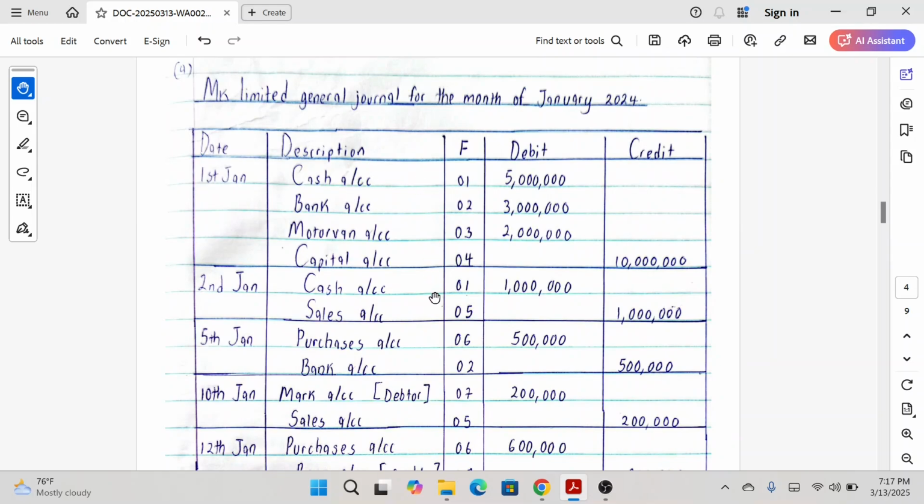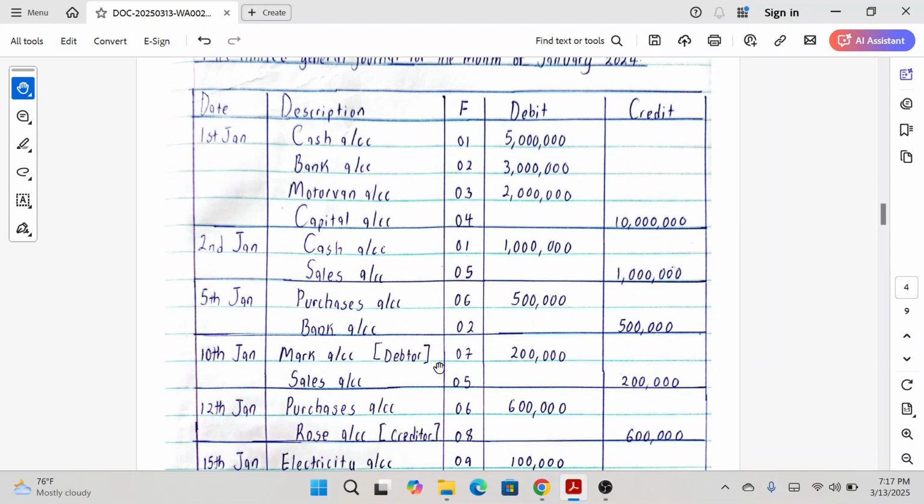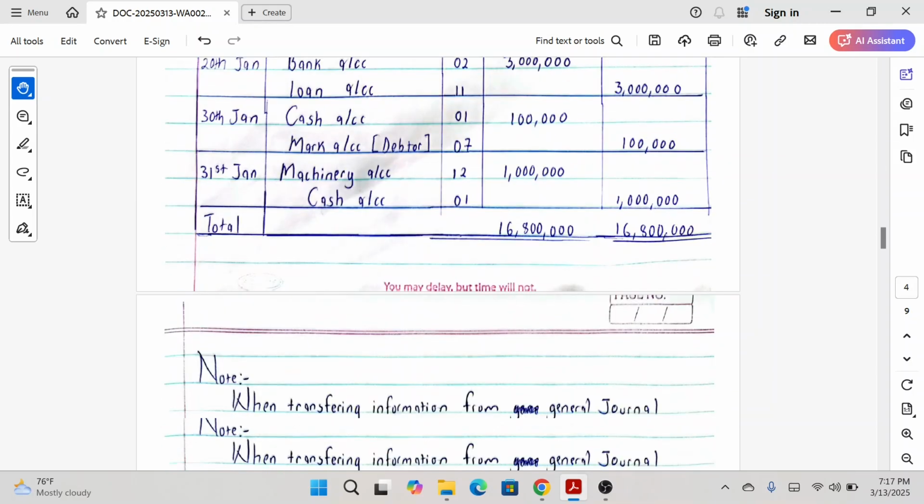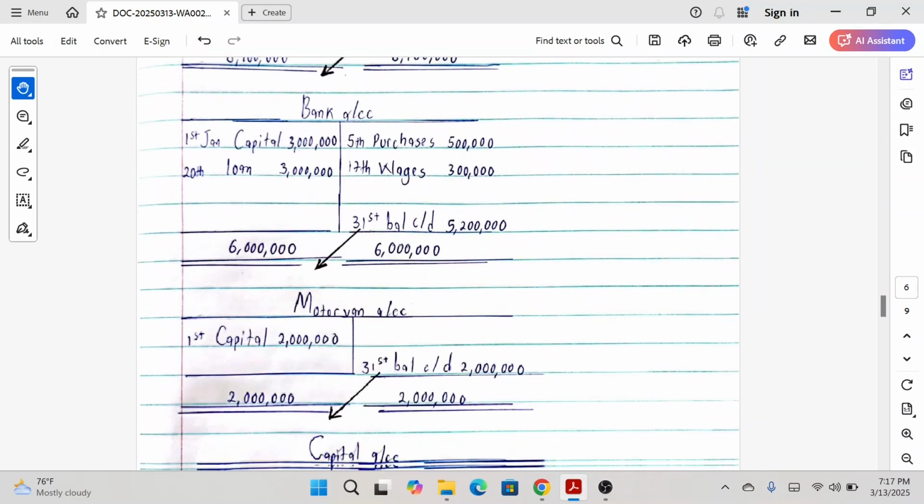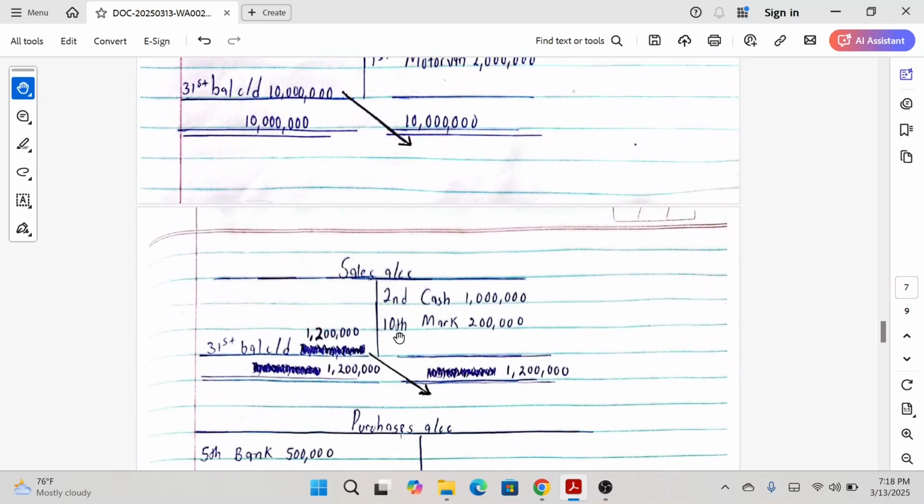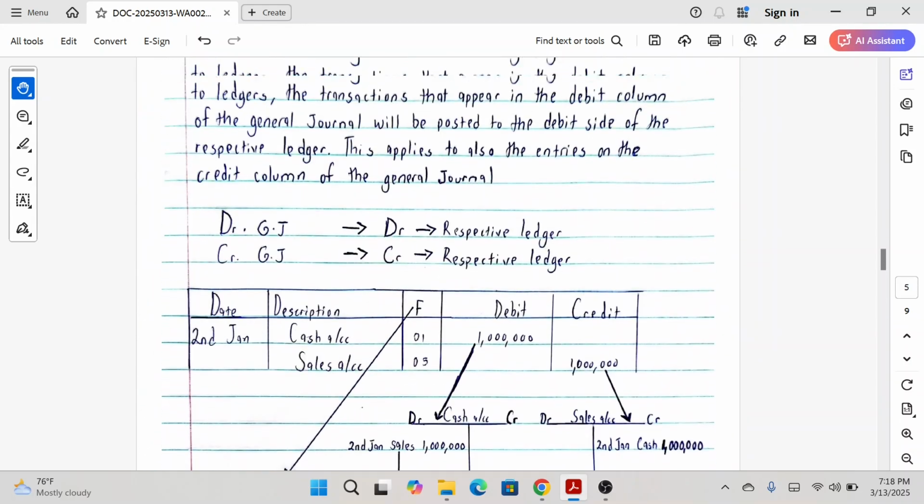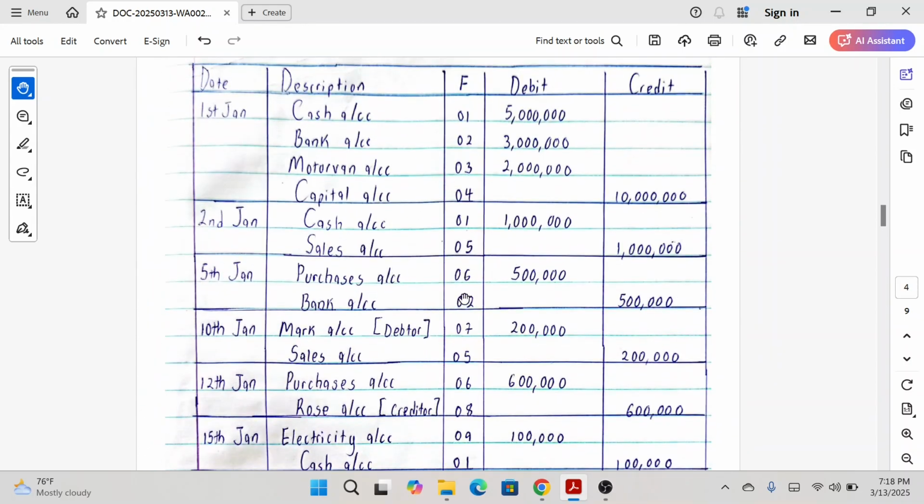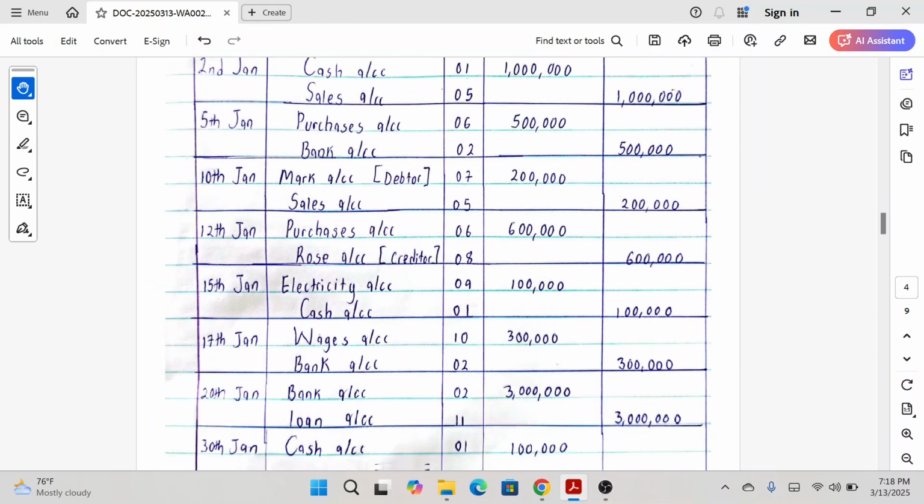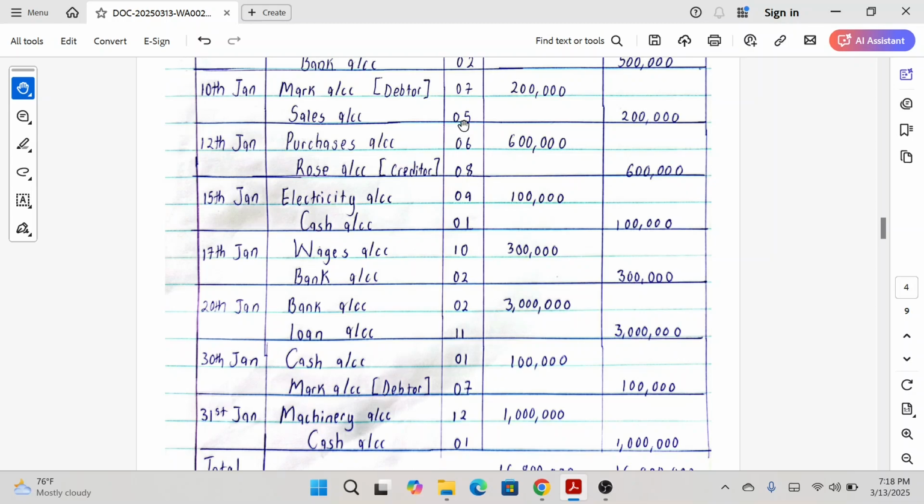The folio, it is 5. So we look for another 5, which is this, the data. So we're going to go on the credit side, and we put there 200,000, but the money is coming from the data called Mark. So we're going to go on the credit side of the sales account, put the 10th, Mark, 200,000. Then we check if we're having any other 5. So we look through from here, we do not have any other 5.